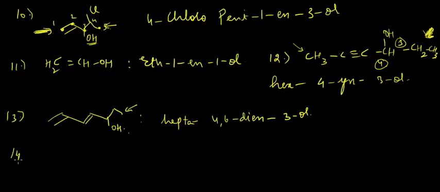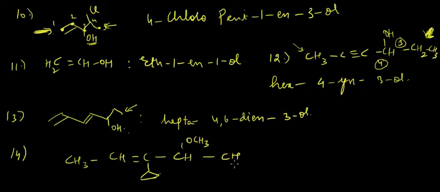Okay, let's start with the 14th example. Here we have something like this, a cyclopropyl ring here as a substituent, CHOCH3 here. So what would be the name of this compound? Again, we'll be starting the numbering from this carbon atom. I think the reason is clear enough.